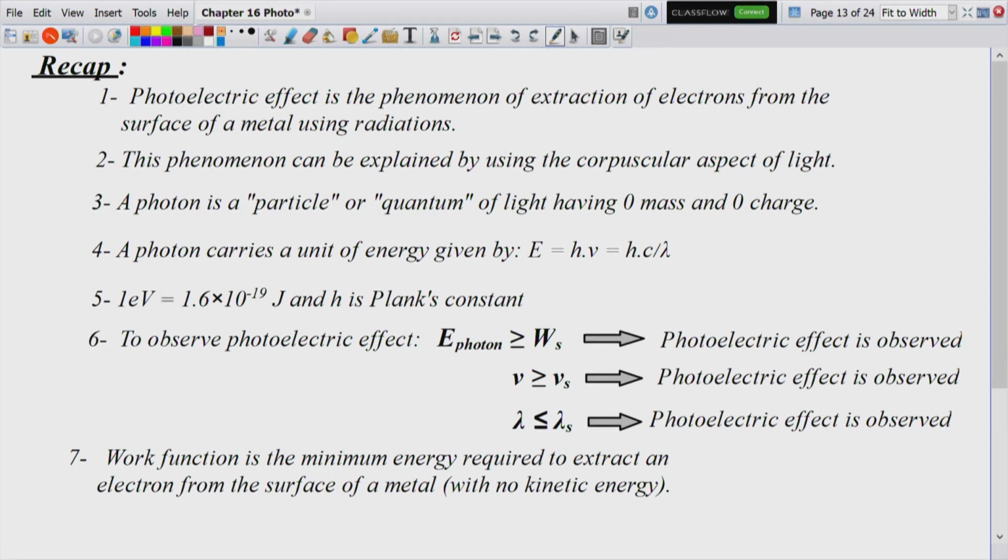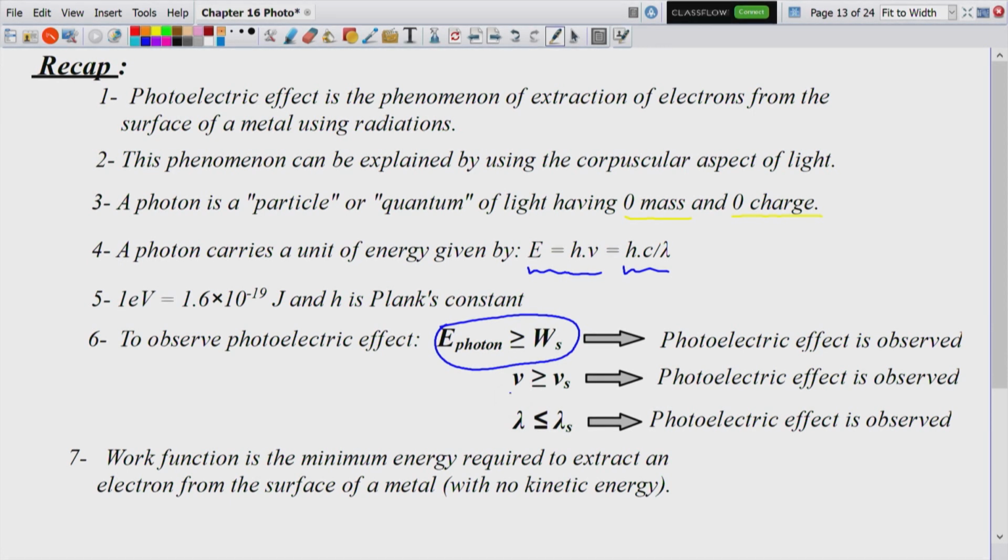A photon is a particle of light or quantum of light having zero mass and zero charge. It's important to know these things. A photon carries a unit of energy given by the equations h nu or hc over lambda, 1 electron volt, we talked about it. And the condition to observe the photoelectric effect experimentally is that the energy of the photon should be greater than the threshold or the work function of the metal.